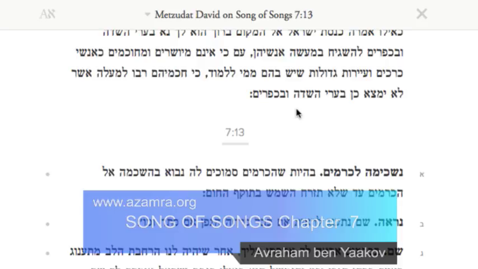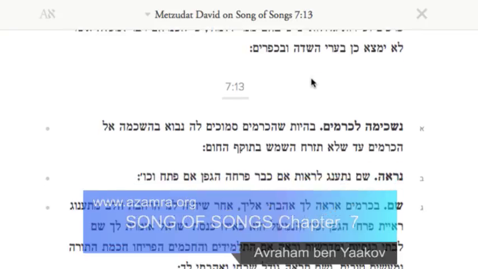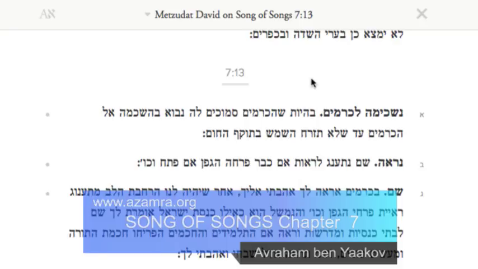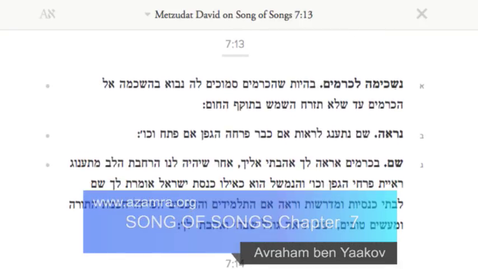Well, our sages have interpreted this appeal of hers to him to come and look at what's going on out there in the vineyards, especially in the coming section, as her desire to bring to his attention the greatness and the righteousness of all those souls. Nashkimu lakaromim, let us go out early to the orchards.